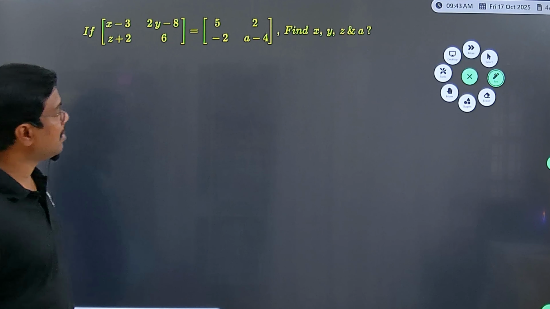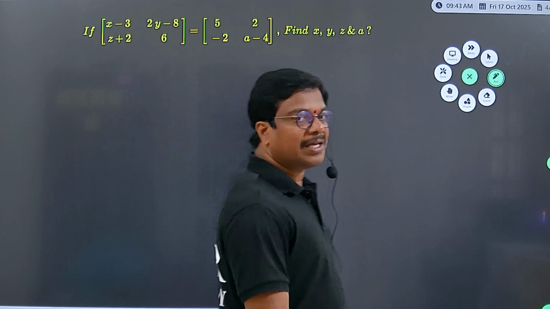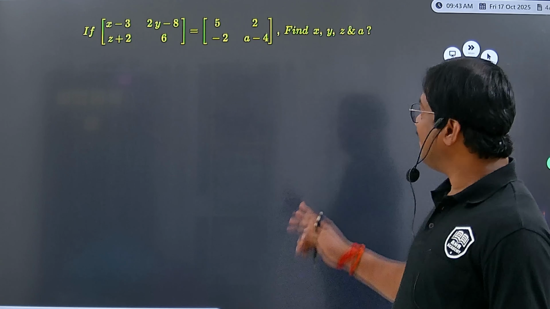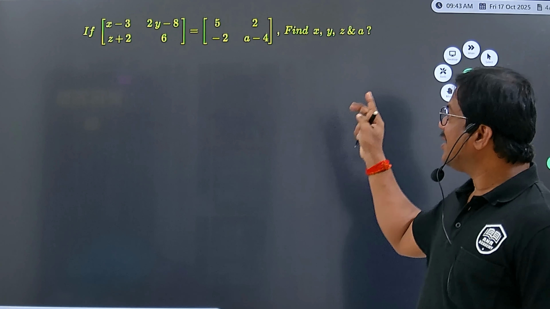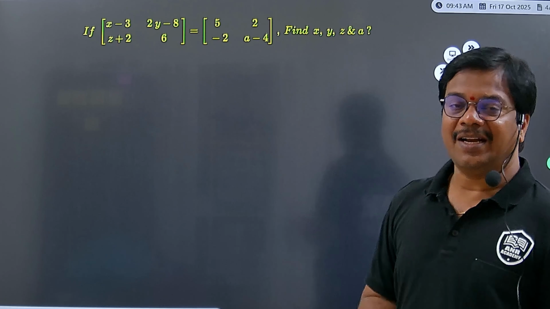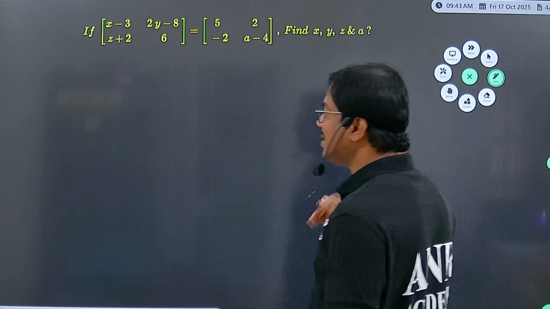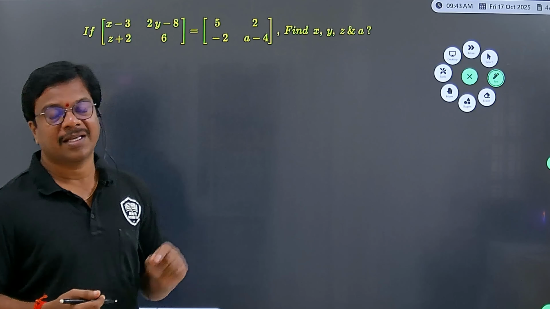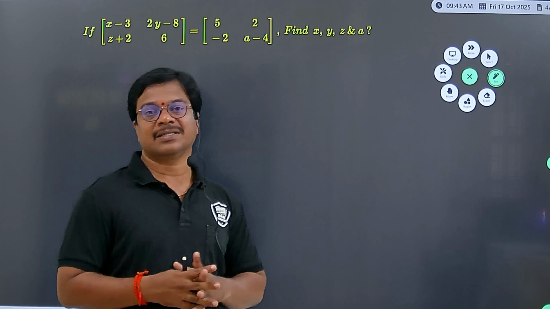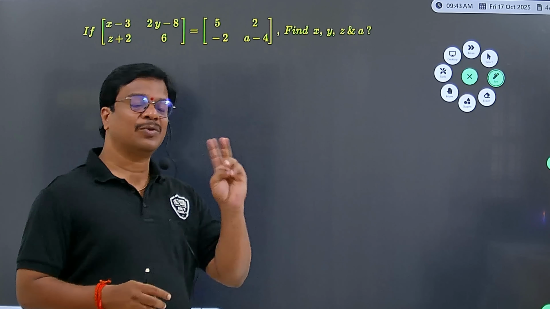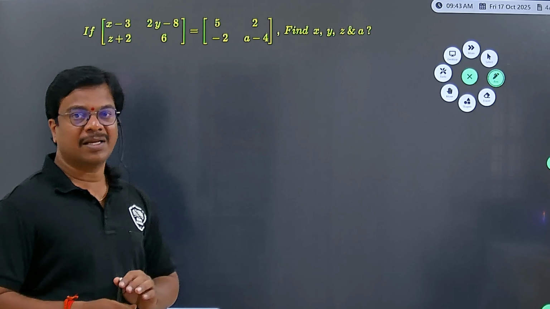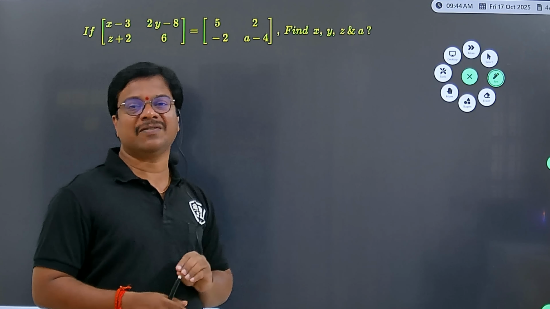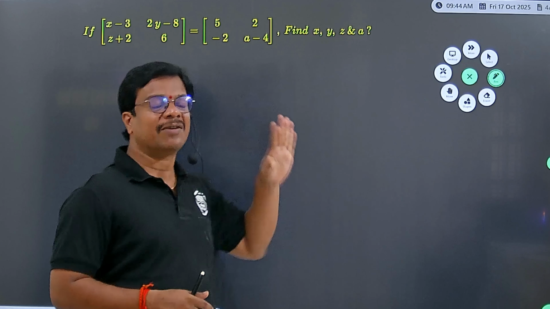See this question, find x, y, z and a, where given that two matrices are equal. This is the question based on equality of two matrices. Equality of two matrices is defined by their corresponding entries. If they are equal, then these two are equal matrices.